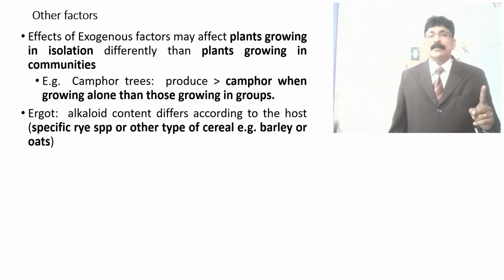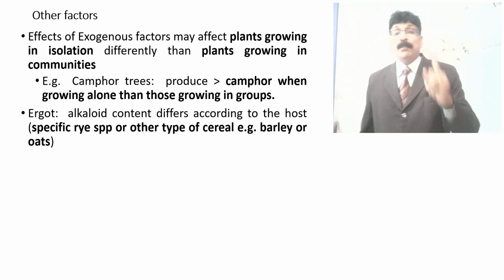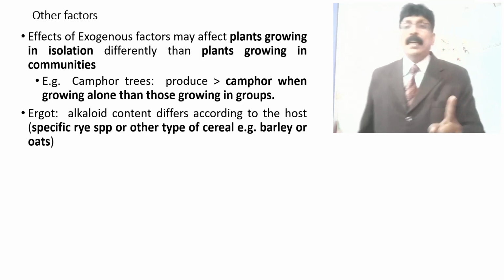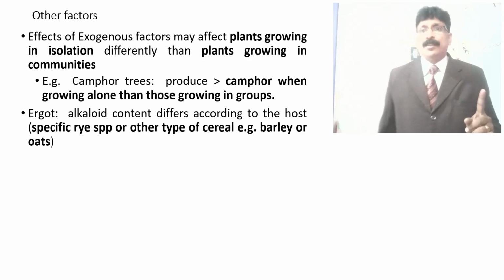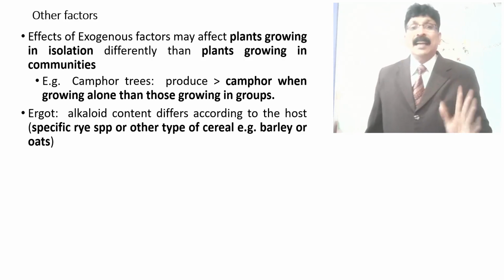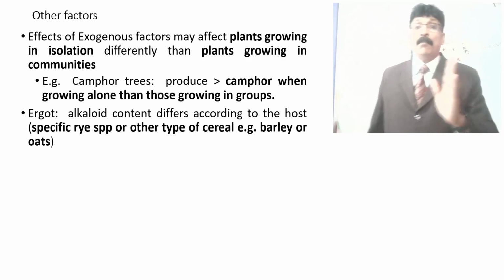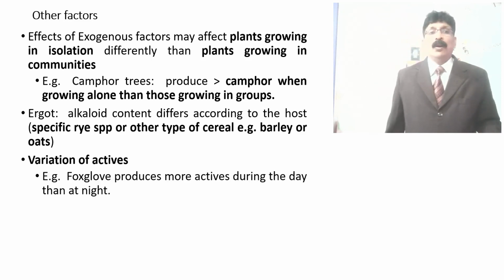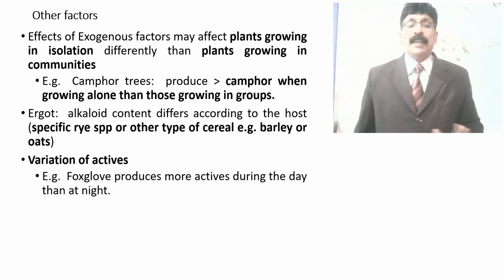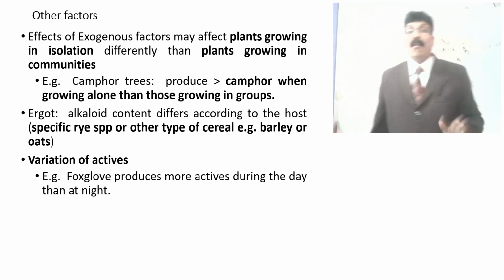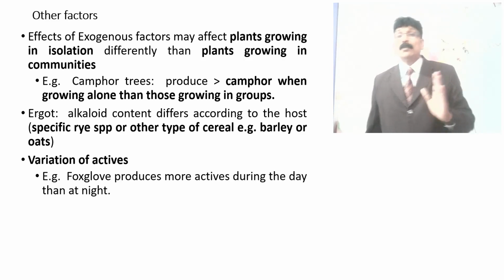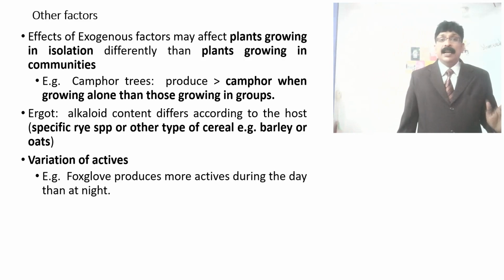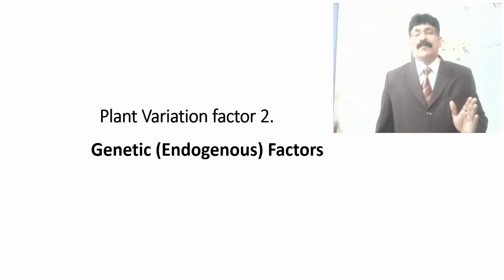Ergot is actually caused by a fungus. For example, alkaloid content differs, ergometrine, ergotamine. All this content differs according to the host, the species and type of cereals like barley or oats. Variation in active constituents. Example, foxglove, digitalis, produces more active constituents during the day than at night.